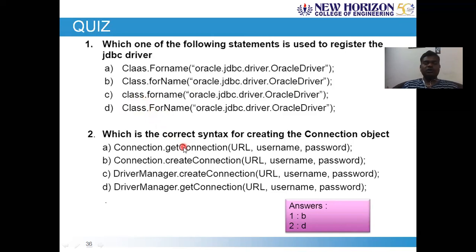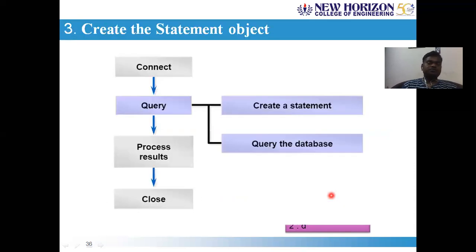The next one is syntax for creating a connection. Connection.getConnection is wrong, because the getConnection method can be called only by the DriverManager. Next, Connection, this is also similar, so this is also invalid. DriverManager.createConnection is not known to us. So DriverManager.getConnection with URL, username, and password. This is the correct answer for the second. Next one is creating the statement object. Creating the statement object, we will do it in the next session.